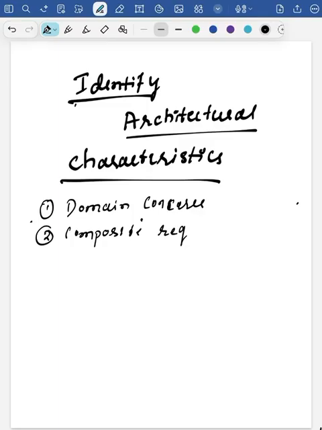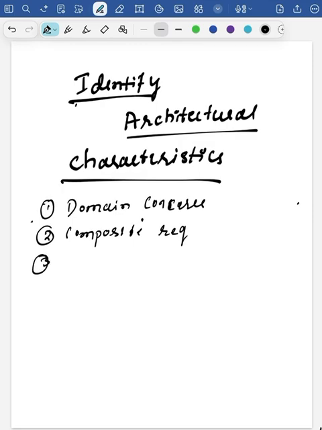So now the architect should be able to understand the domain and analyze what the behavior can be, how the system should perform. So this is the third way of identifying architectural characteristics, that is domain knowledge.